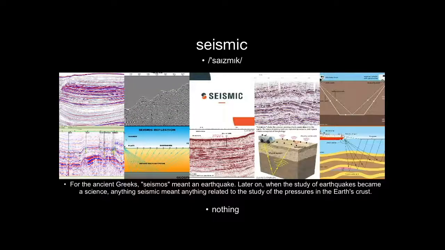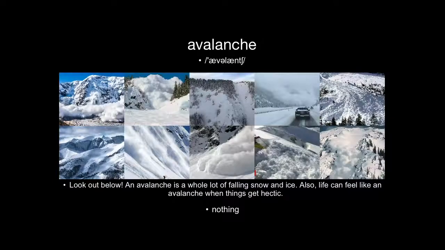Seismic. For the ancient Greeks, seismos meant an earthquake. Later on, when the study of earthquakes became a science. Avalanche. Look out below. An avalanche is a whole lot of falling snow and ice. Also, life can feel like an avalanche when things get hectic.